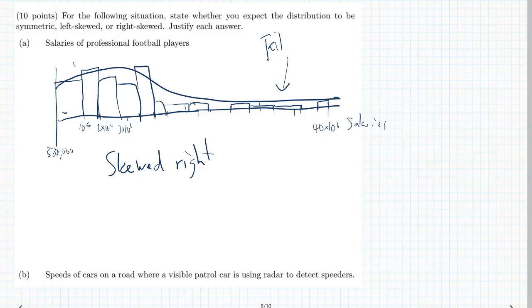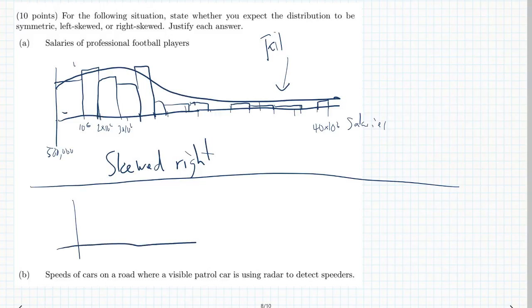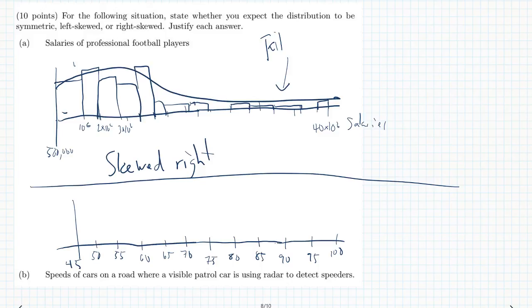Okay, so now for speeds of cars, how do we go about doing that on the road? Let's think about what's happening in those situations. If we're on the highway, let's say 45 is the min. You go 50, 55, 60, 65, 70, 75, 80, 85, 90, 95, 100. So, speeds of cars on a road where a visible patrol car is using radar to detect speeds.